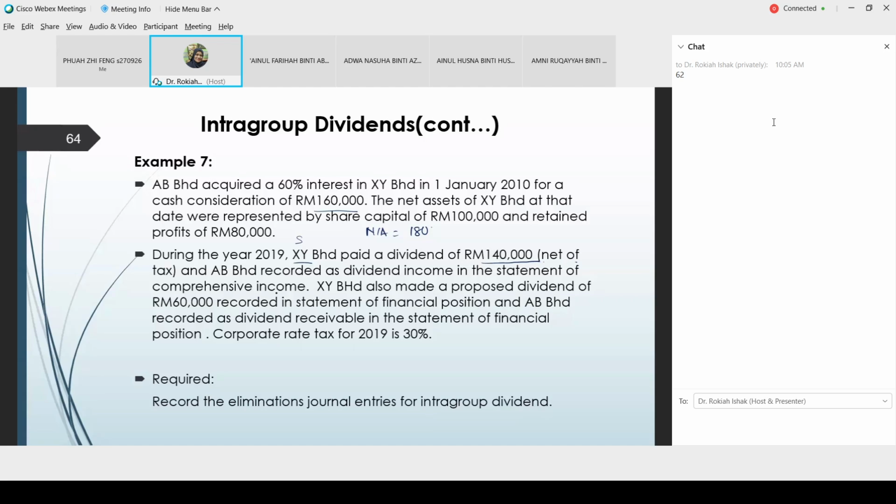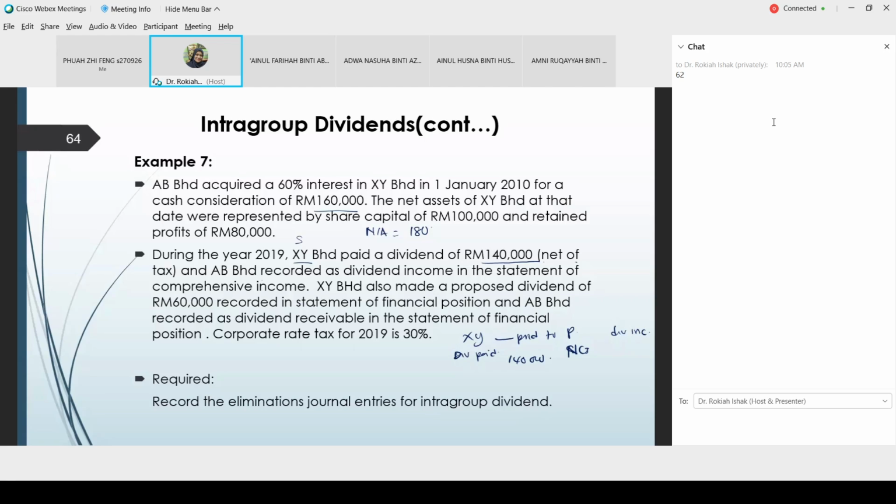AB is going to record this. XY paid dividends to the parent and also to the NCI, because the parent only has 60%. The amount paid here is 140,000, net of tax. AB is going to record this as dividend income, and XY is going to record it as dividend paid.